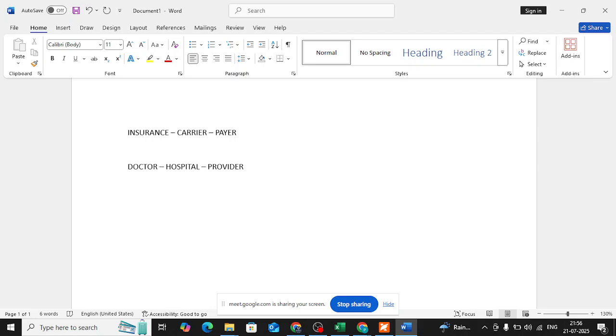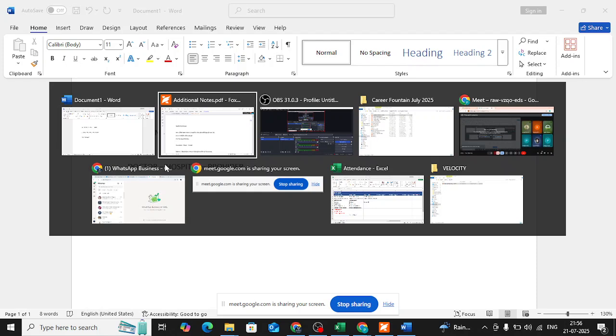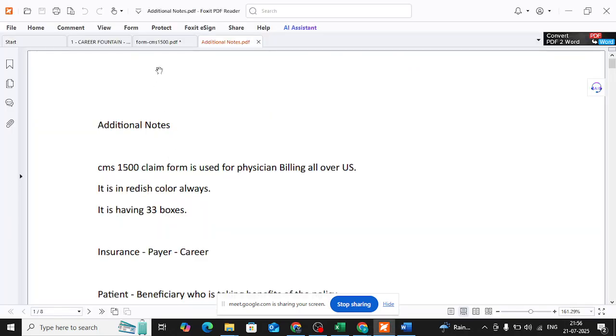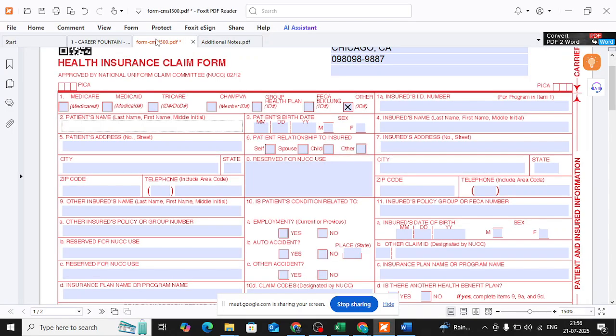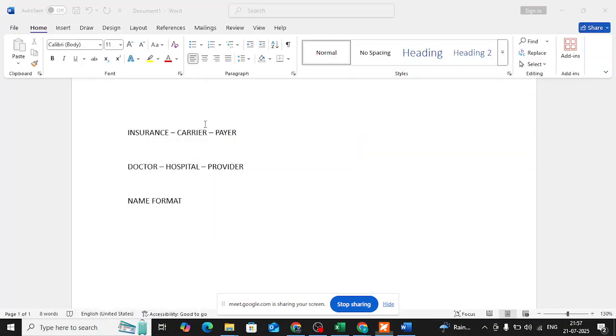So we were talking about the name format. All over the US, the name format is different, not like India. How we have first name, middle name, and last name, we are following that, right? But in the US, the format is last name, first name, and middle initial. So it's the last name, first name, and then middle initial.